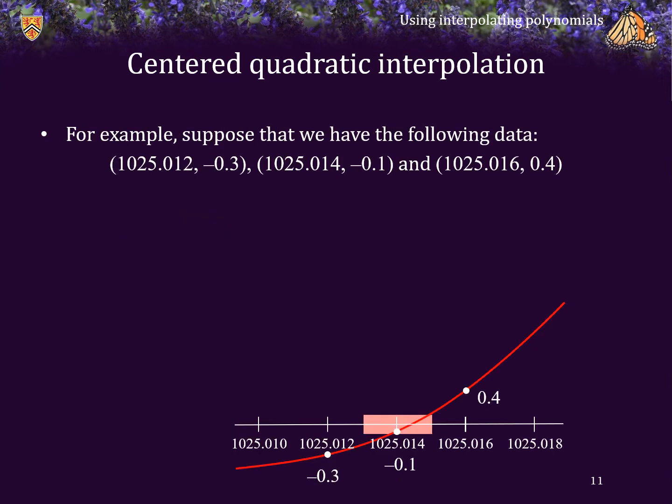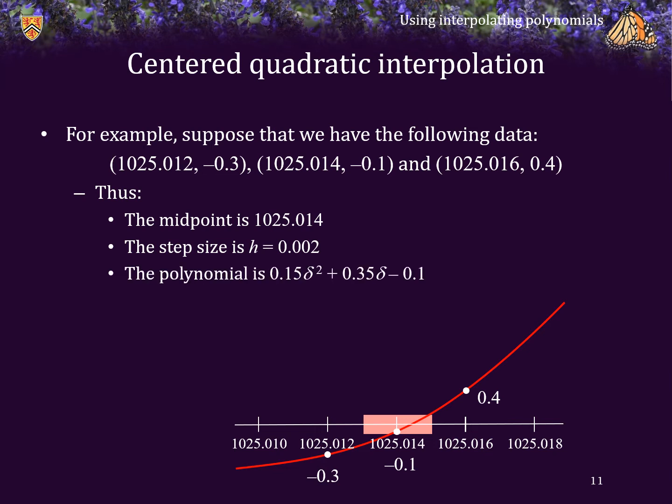All right, let's look at this other example. Let us assume we are trying to approximate values around the midpoint here, 1024.014. The step size is 0.02. However, despite the small step size, because we normalized the x values so that they are in terms of delta, -1, 0, 1 instead of 1024.012, 1024.014, etc., we get a very clean, straightforward polynomial, 0.15 delta squared plus 0.35 delta minus 0.1, which is, of course, the value at the midpoint.